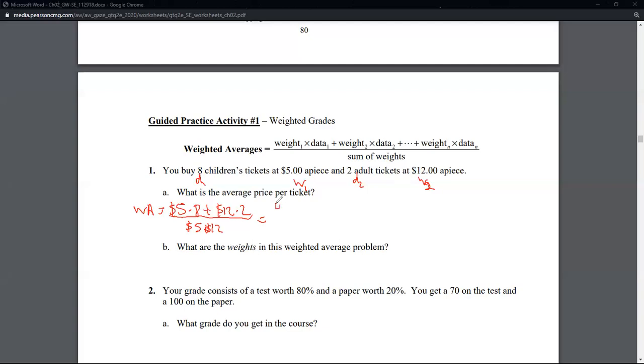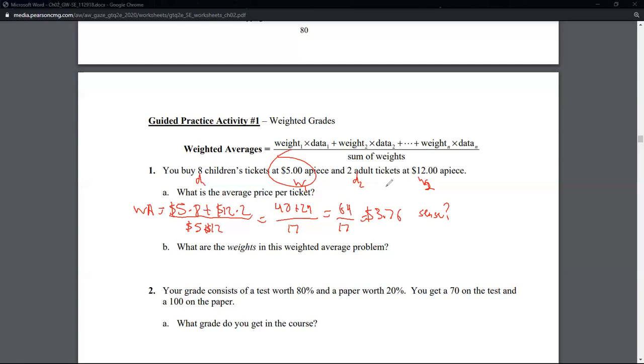5 times 8 is 40. 12 times 2 is 24. 5 plus 12 is 17. 40 plus 24 is going to be 64. And 64 divided by 17, I can't pull up my calculator right now without taking an extra 2 minutes, so I'm doing this on my own. You get 3.76. Does it make sense? What is the average price per ticket? $3.76? What? No, that doesn't make sense.